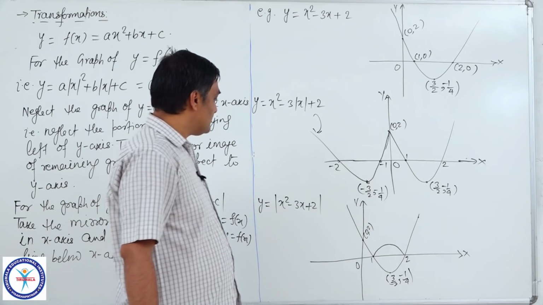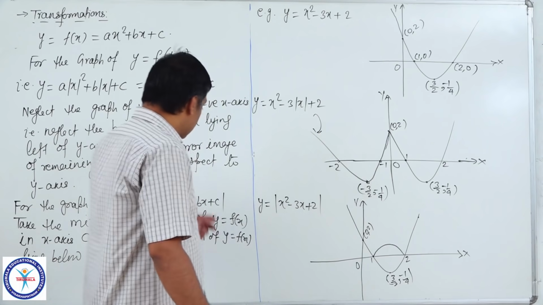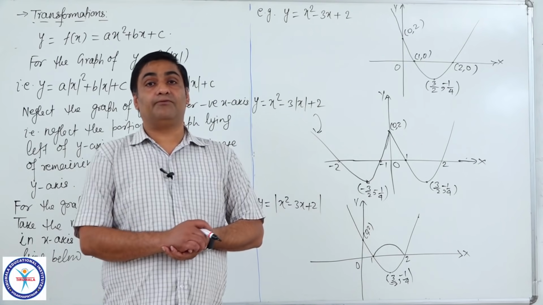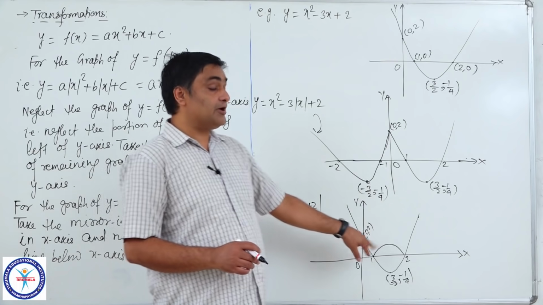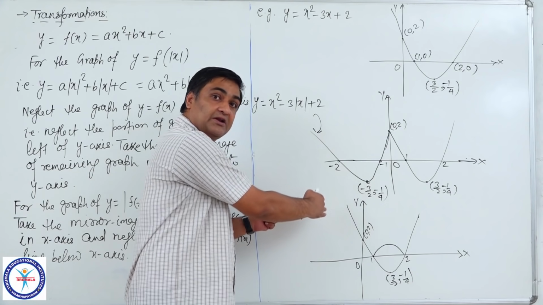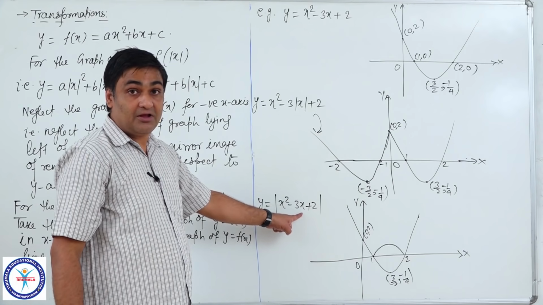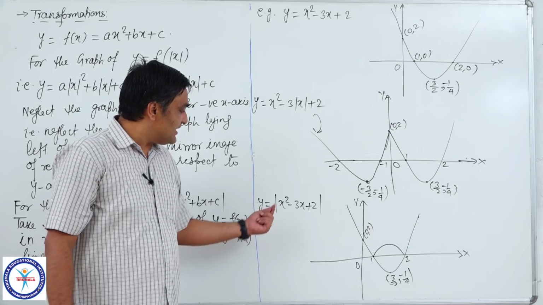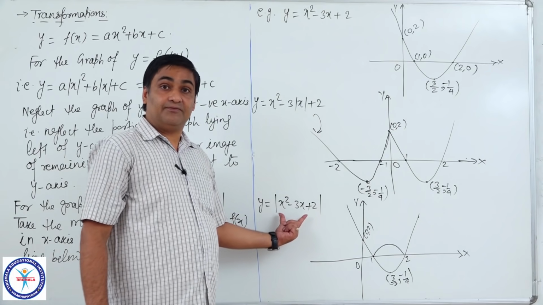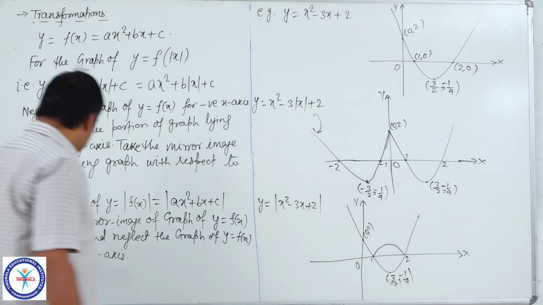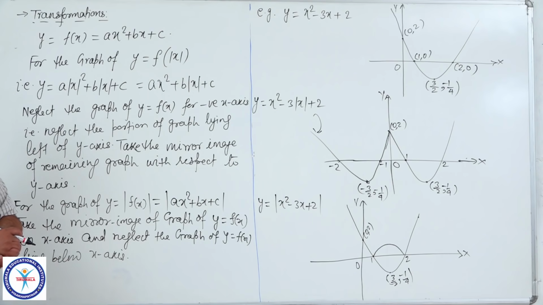Okay? One thing you have to make sure: take the mirror image of the portion of the graph lying below the x-axis, because this expression has a mod sign on the whole of the expression, so it cannot be negative. Where it is positive, fine, no need to change that. Only the mod sign will change those portions where this expression is negative. And now the thing is, neglect the graph lying below the x-axis.